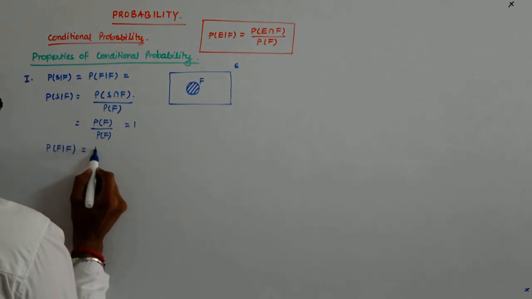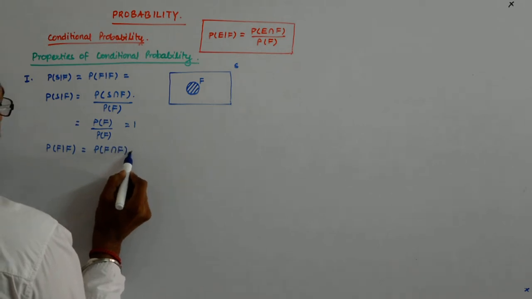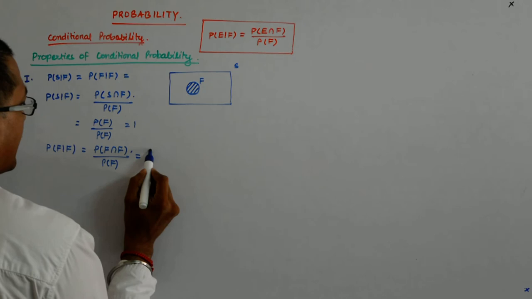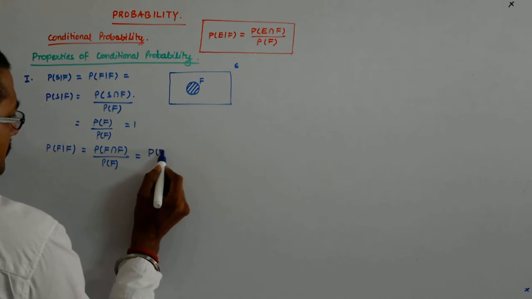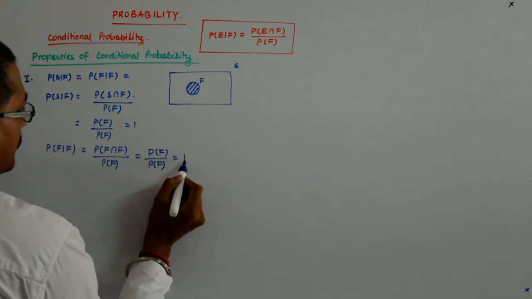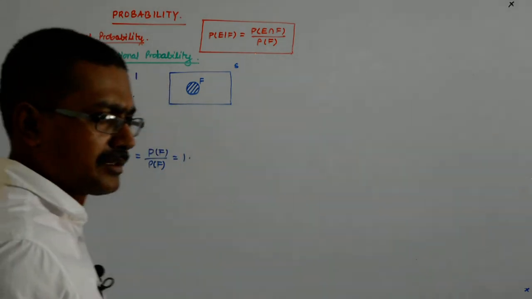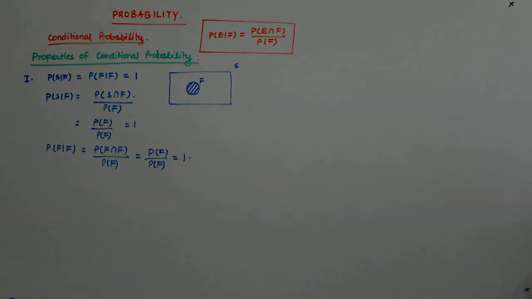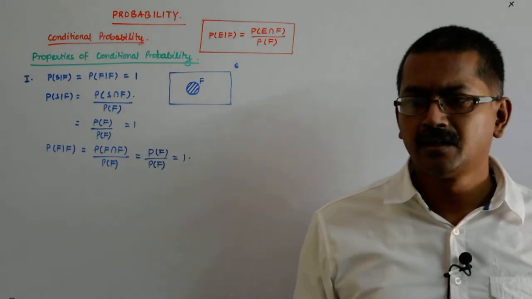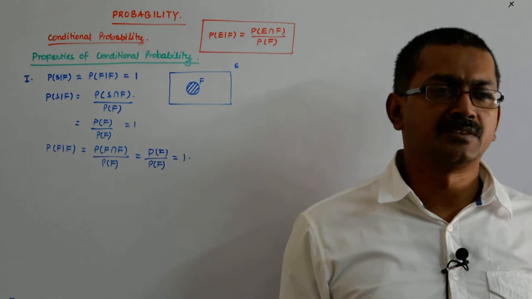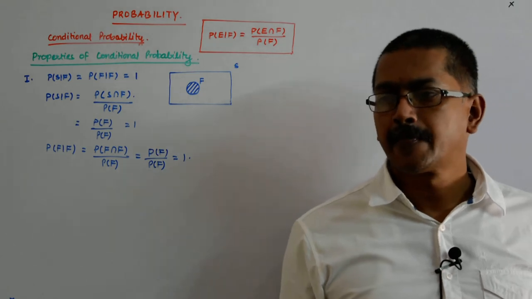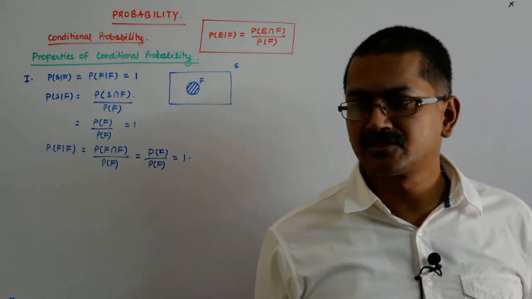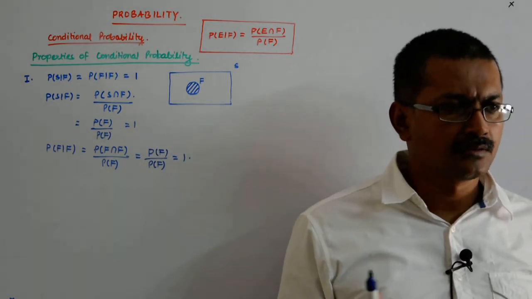P(F given F) is again P(F intersection F) upon P(F). F intersection F will be what? This intersected with itself is F, so F upon F is equal to 1. So here I should be writing 1. Even logically, we say some event, some subset of S has already happened. What is the probability that the full set happens? Obviously, it is 1. Or I say that F has happened. What is the probability that F will happen again next? It has already happened. So, 1.